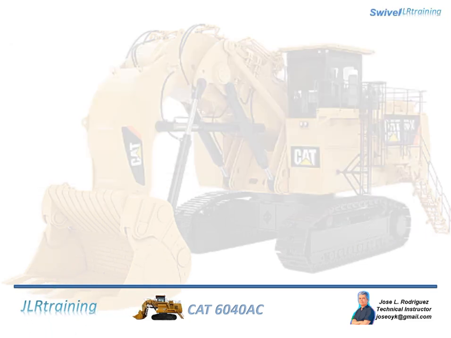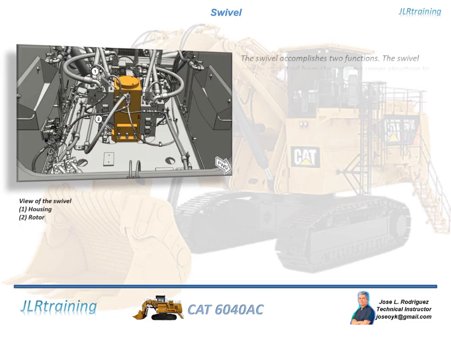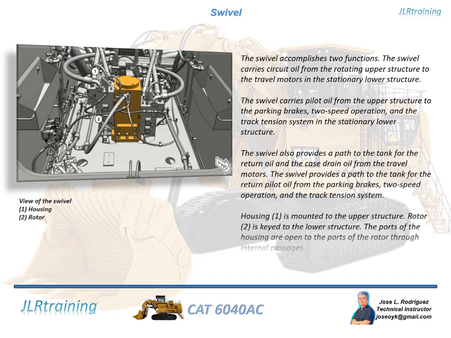Swivel. The swivel accomplishes 2 functions. The swivel carries circuit oil from the rotating upper structure to the travel motors in the stationary lower structure. The swivel carries pilot oil from the upper structure to the parking brakes, 2-speed operation, and the track tension system in the stationary lower structure. The swivel also provides a path to the tank for the return oil and the case drain oil from the travel motors. The swivel provides a path to the tank for the return pilot oil from the parking brakes, 2-speed operation, and the track tension system.